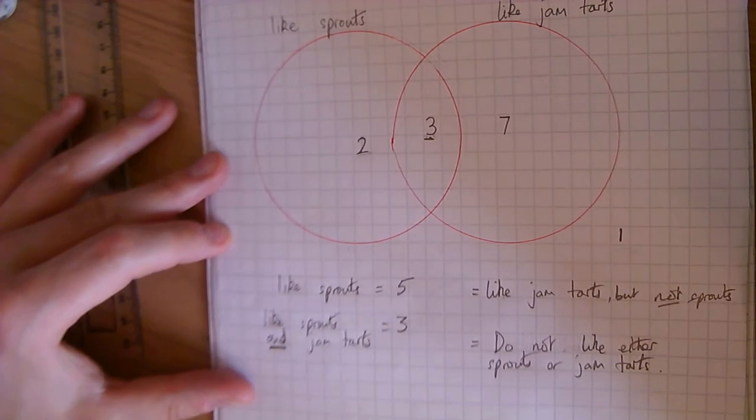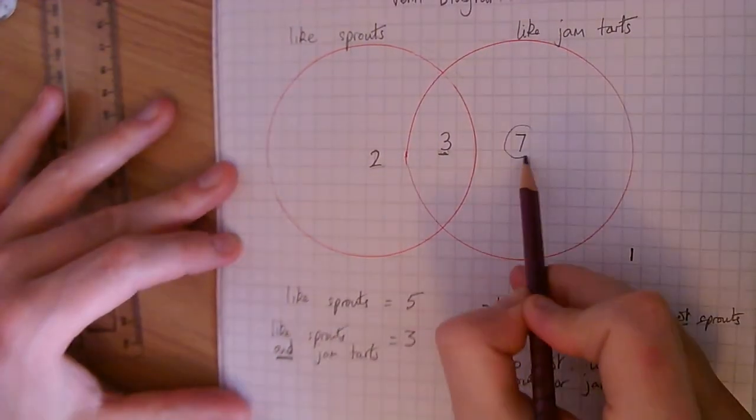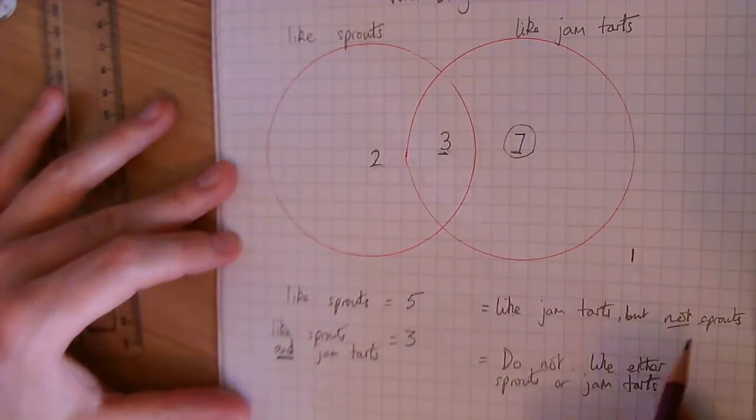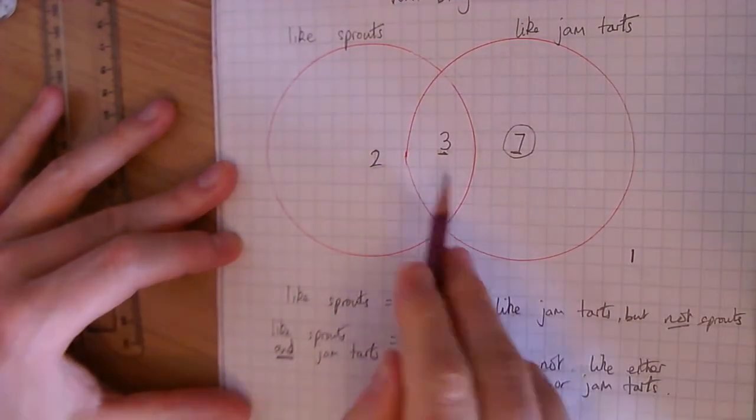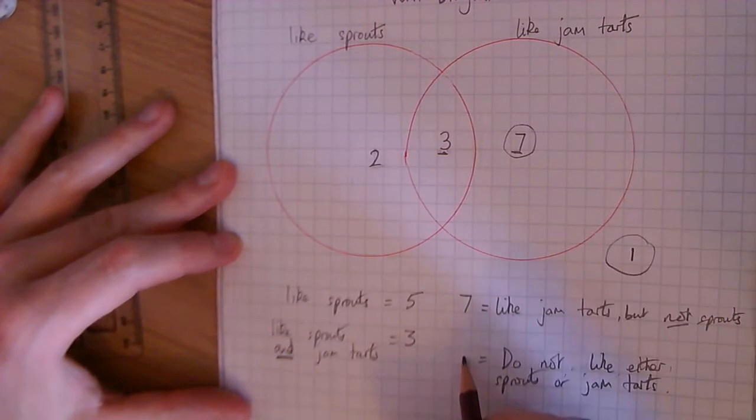Like jam tarts but not sprouts. So these are the people here. 7 people like jam tarts but they don't like sprouts. And do not like either sprouts or jam tarts? Well, this is this person here, so that's 1.